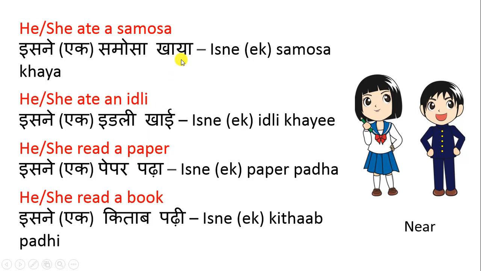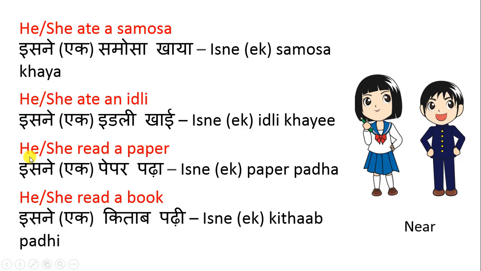We have to add e when the object belongs to feminine gender. And ya or a when the object, not the subject, object belongs to masculine gender. This is the object in this sentence. All right. If this was feminine, then we should have said isne samosa khai. If this was masculine, then we should have said isne idli khaya.